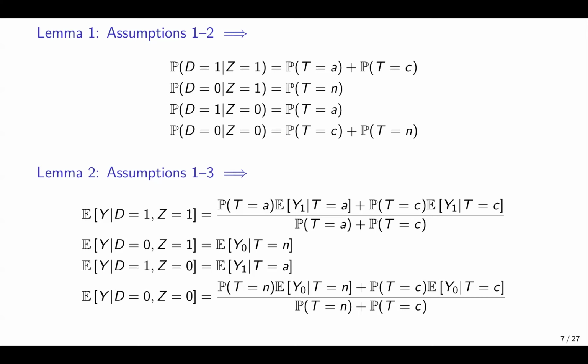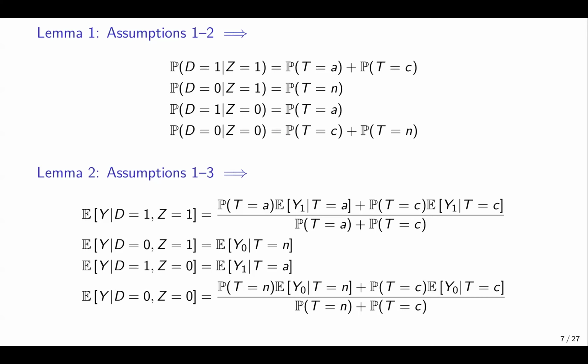You can use similar reasoning to see why among the people who take when they are offered, we're going to have some compliers and some always takers. So the probability that D is 1 given Z is 1 is the sum of the share of always takers plus compliers. And analogously, the probability that D is 0 when Z is 0 is equal to the share of compliers plus the share of never takers.